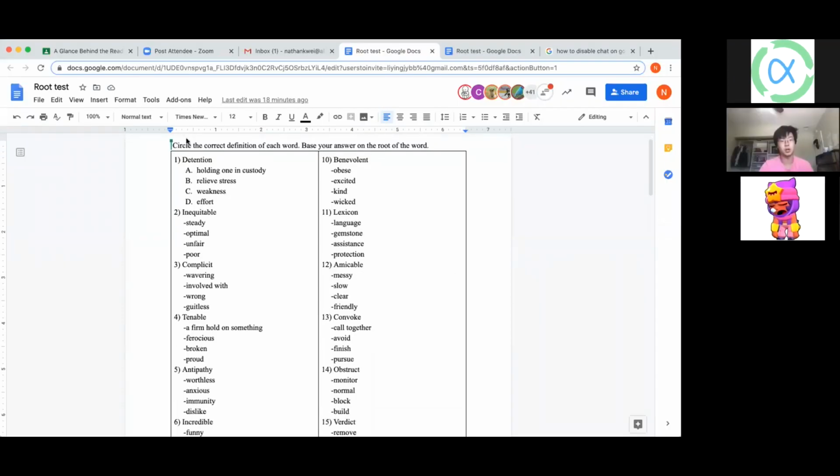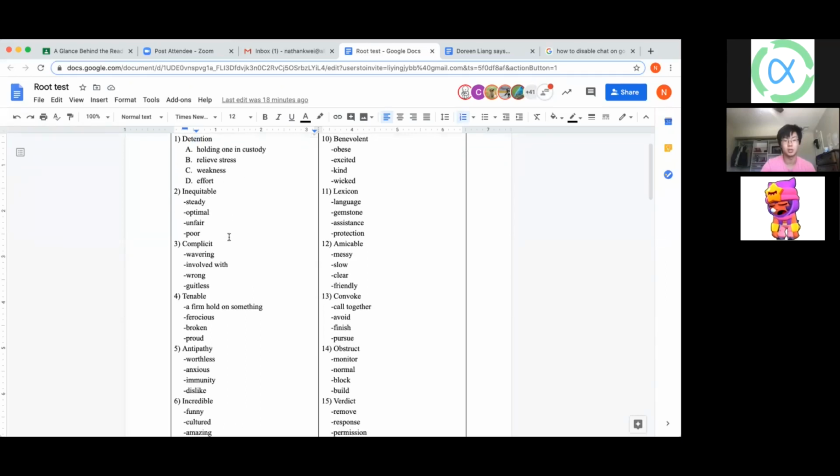So starting here: detention. The root is ten, meaning hold. So out of these, A would be the best answer. Inequitable: equi means equal. It may not seem like there's a total answer that means equal, but unfair would be the best answer, as that means unequal. Being unfair would be not having equal opportunities for everyone, not being equal to everyone else.